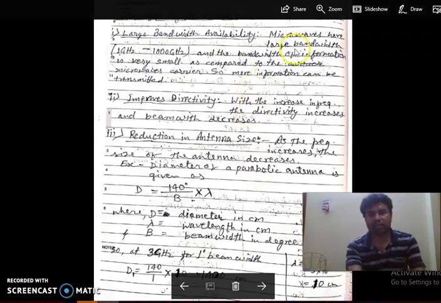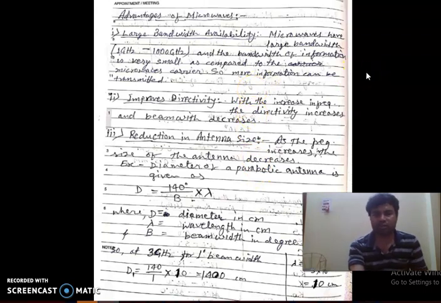Now what are the advantages of microwaves? Microwaves have many advantages, such as large bandwidth availability. Microwaves are in the range of 1 GHz to 1000 GHz, so much information can be transmitted simultaneously.